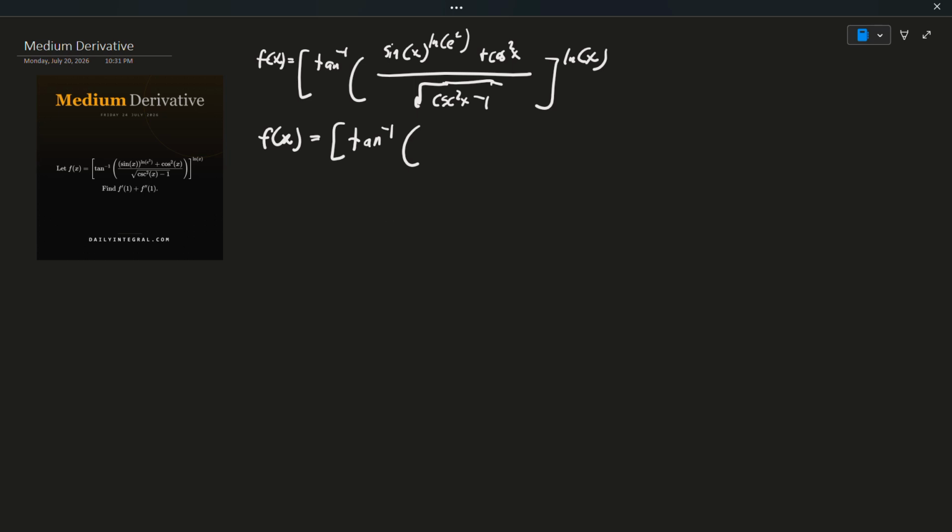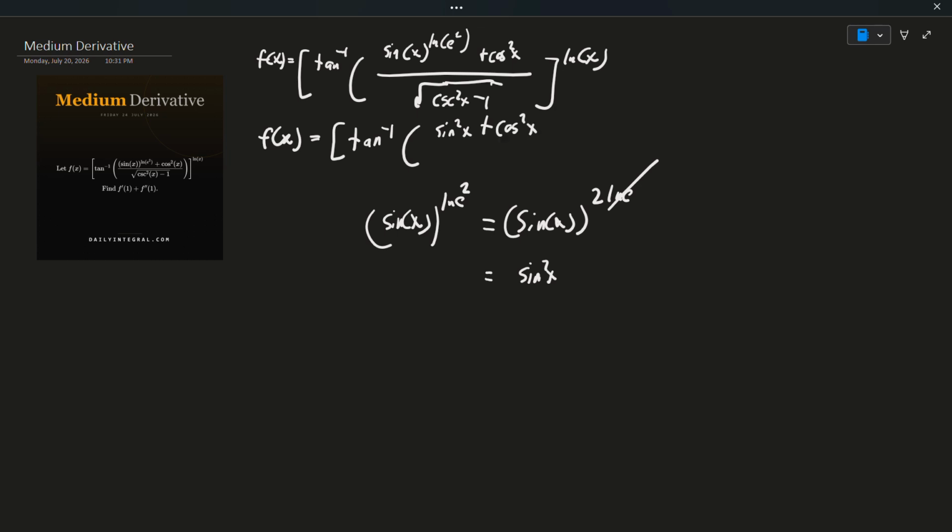What you can realize about this is that this could be simplified to sine of x to the power 2 ln of e. So ln of e cancels out. So this is just sine square of x. So we replace that as sine square of x plus cosine square of x. Let's erase this to make space, and this is all over cosecant square x minus 1.